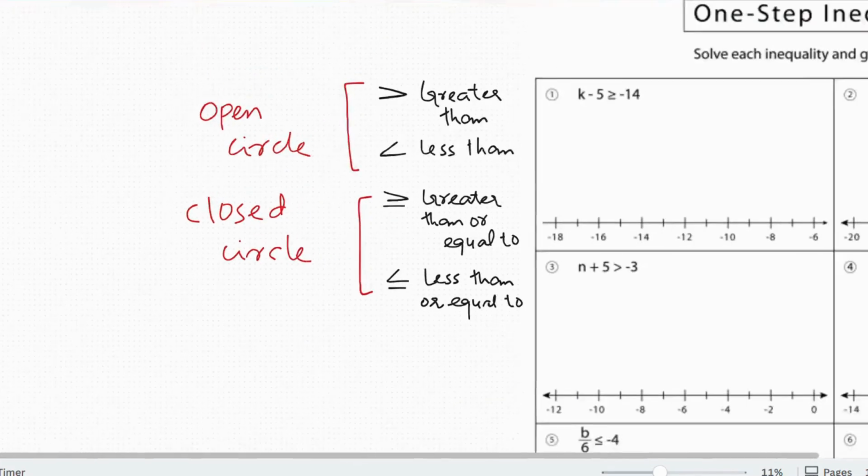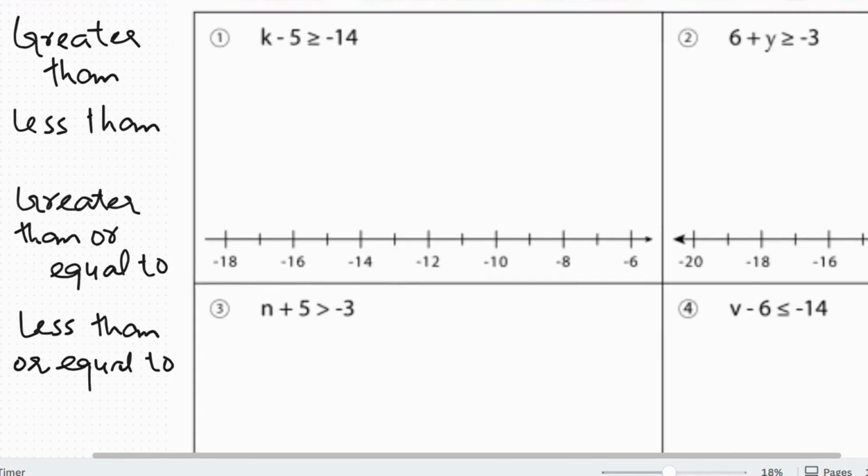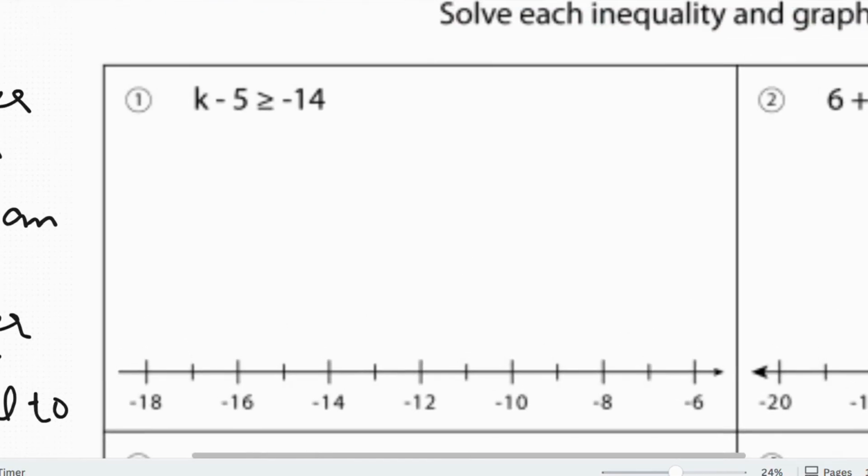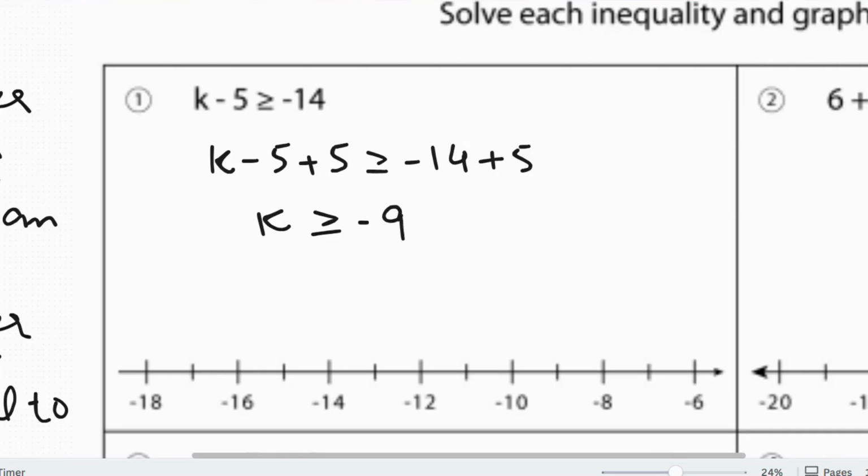So now let me solve some of the questions. Here we have question number 1, which is k minus 5 is greater than or equal to 14. In order to solve this one, we know that k and 5 are being subtracted from each other. So I will add 5 on both sides because I need to cancel it out, right? So 14 plus 5, that will be k is greater than or equal to 19.